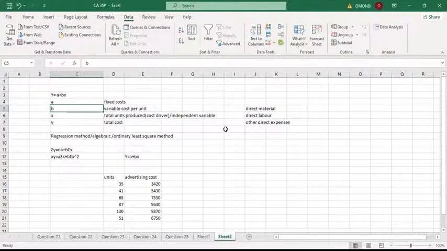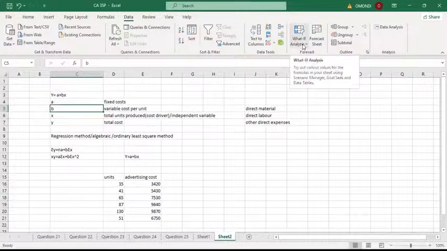Do you have Data Analysis when you move to Data? Yes, no, yes. For those who don't have Data Analysis, I have What-If Analysis. No, What-If Analysis is a different thing. Forget about What-If Analysis. We are going to cover that in the next lesson. Let's focus on Data Analysis. Do you have that option?